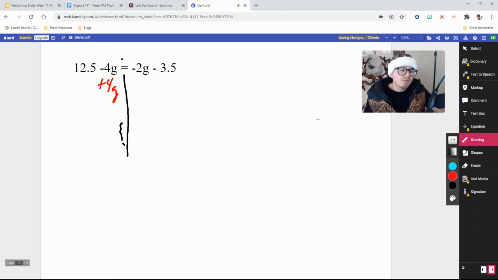We're going to add 4g on both sides because we got negative 4g, negative 2g. I like moving the smaller of the two, and negative 4g is smaller than negative 2g. So I'm going to add 4g on both sides. We got to get rid of the 4g because we got 5g now.